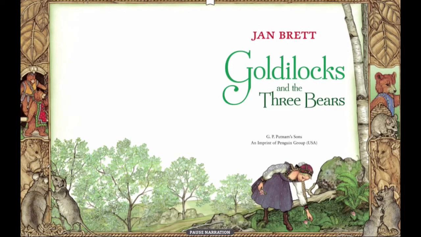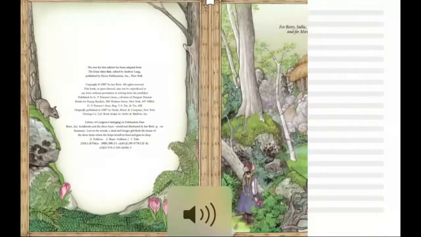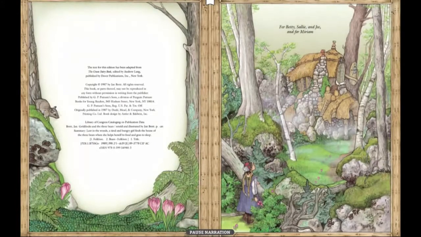Penguin Audio presents Goldilocks and the Three Bears by Jan Brett, read by Graham Malcolm. For Betty, Sally, and Joe, and for Miriam.